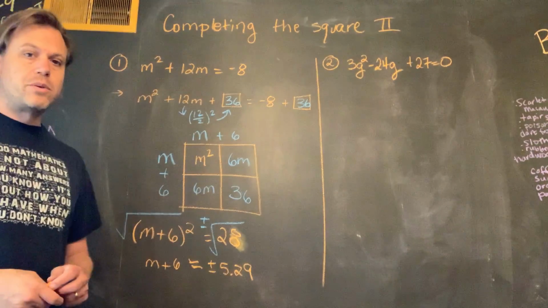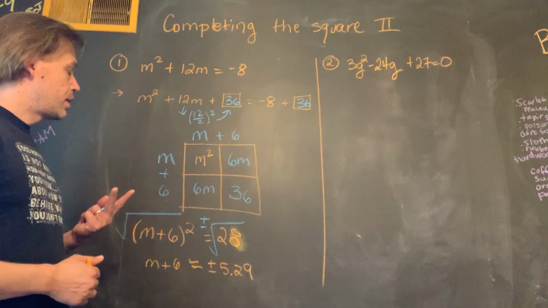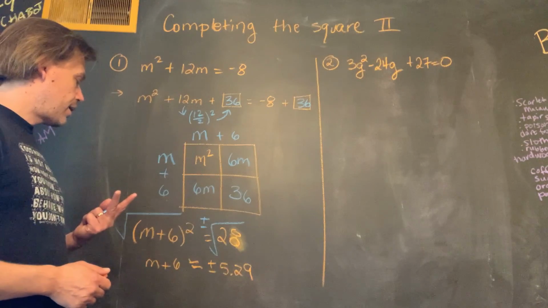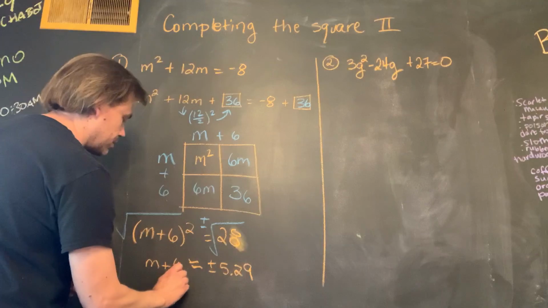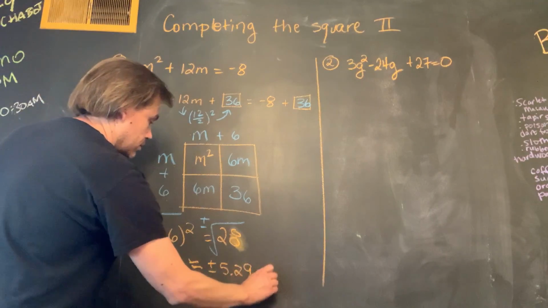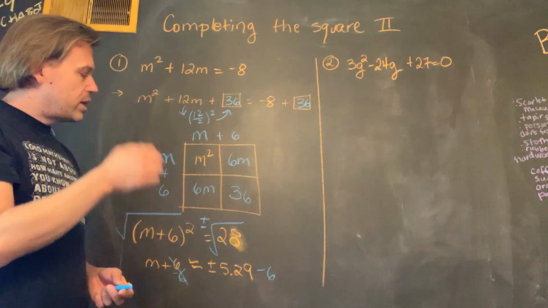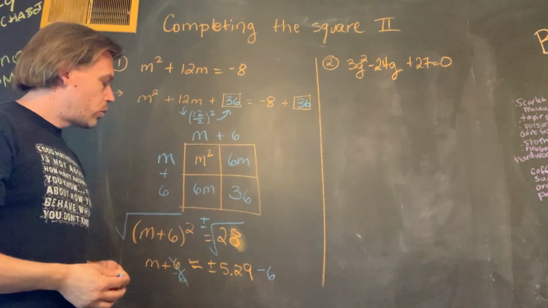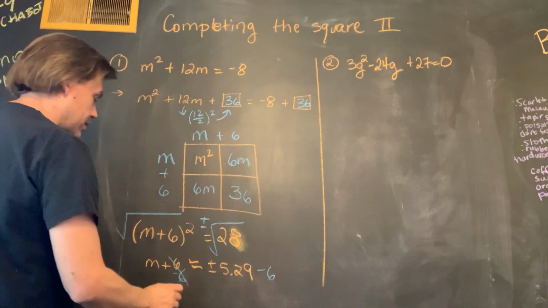Now, what do I do with all that information? I've got two answers. I've got to subtract 6 from both sides, and the 6s cancel. And so I've got 5.29 minus 6 or negative 5.29 minus 6. Those are my two answers.